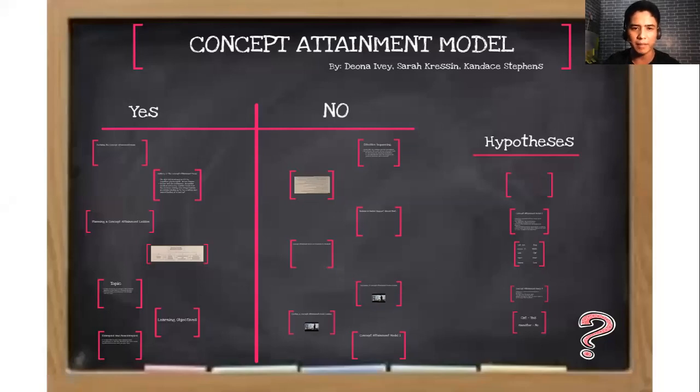Pag sinabing yes, no examples, this is where contrasting and comparing occurs. For an instance, yung lesson nyo for the day is about mammals. So you will be providing yes examples and no examples of mammals. Yes examples are examples that are related to mammals. No examples are examples not related to the concept, which is mammals. Now, sa yes examples, maglalagay ka ng set of examples like dog, cat, elephant. Sa no examples naman, pwede ka maglagay ng fish, turtle, frog.